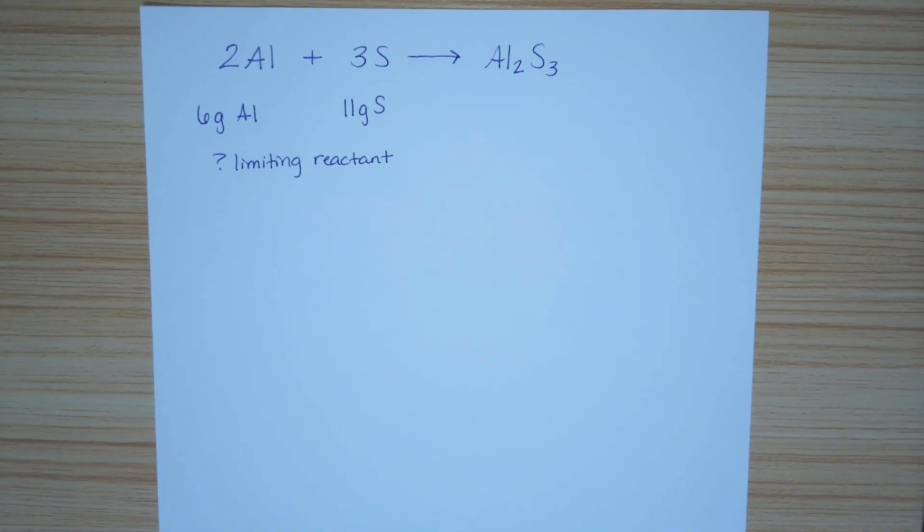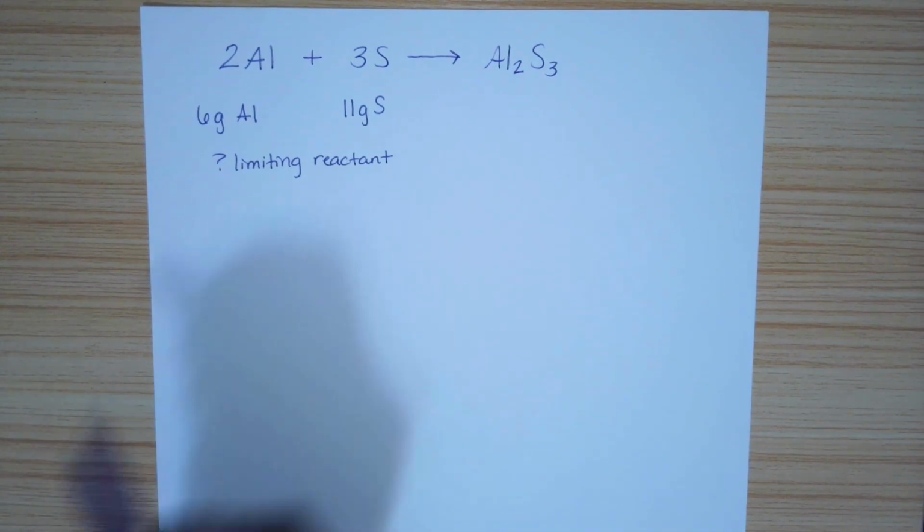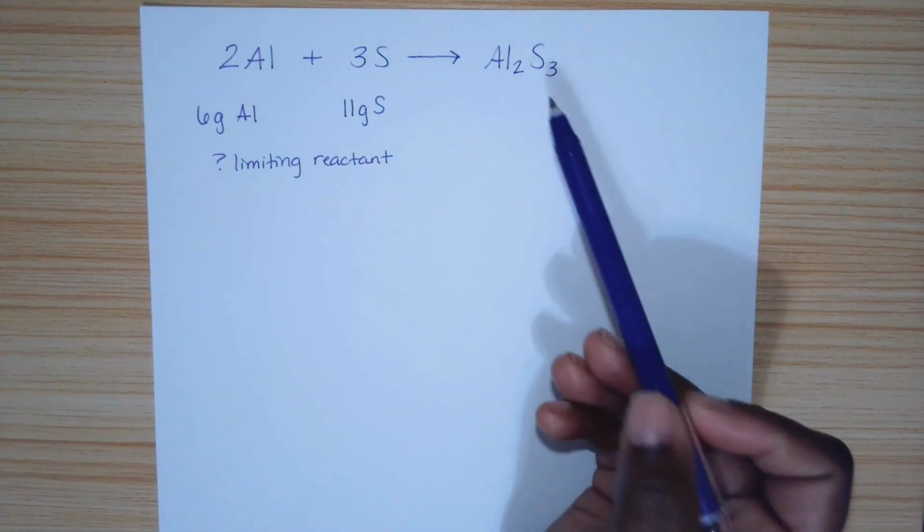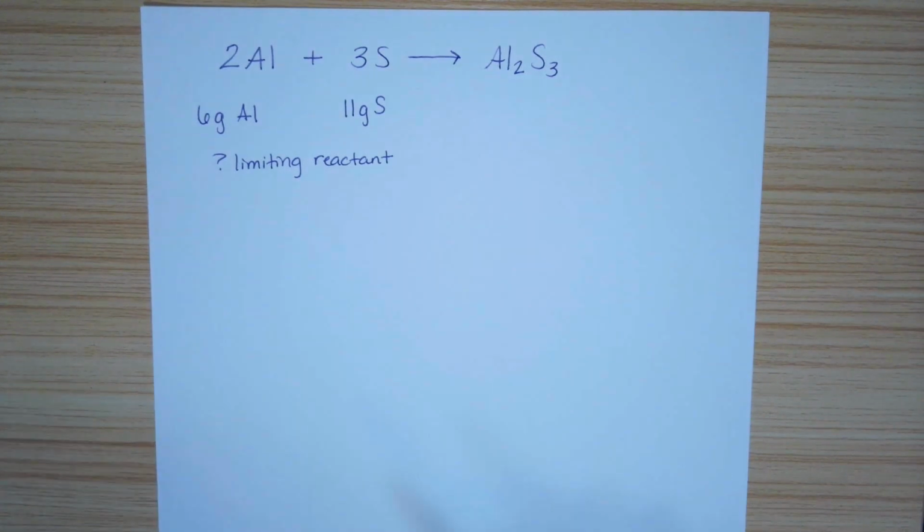One of the easiest ways is to simply take the amount of each reactant that is present and figure out how much of the product would actually form. By doing that, whichever one forms less product would represent the limiting reactant. And so, in order to determine how much product would form, because you're starting with grams, we can then figure out either how many grams or moles of the product would form.